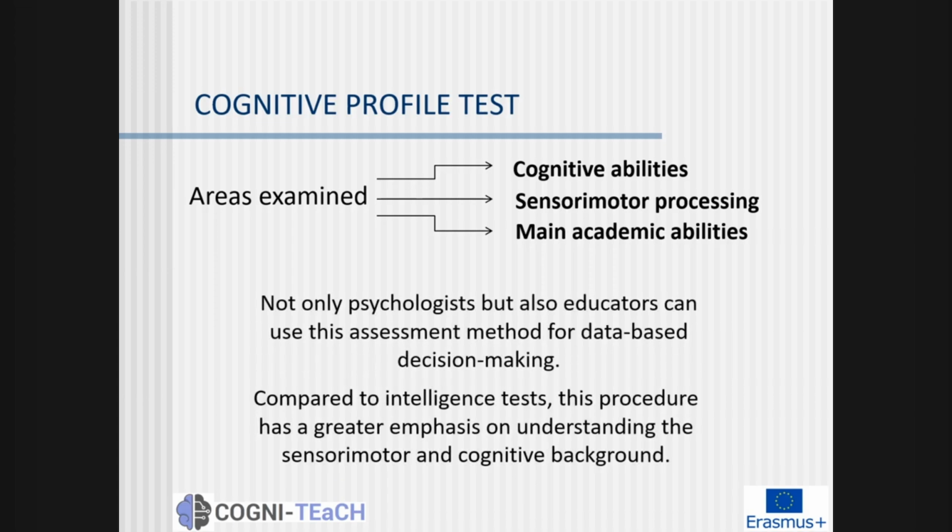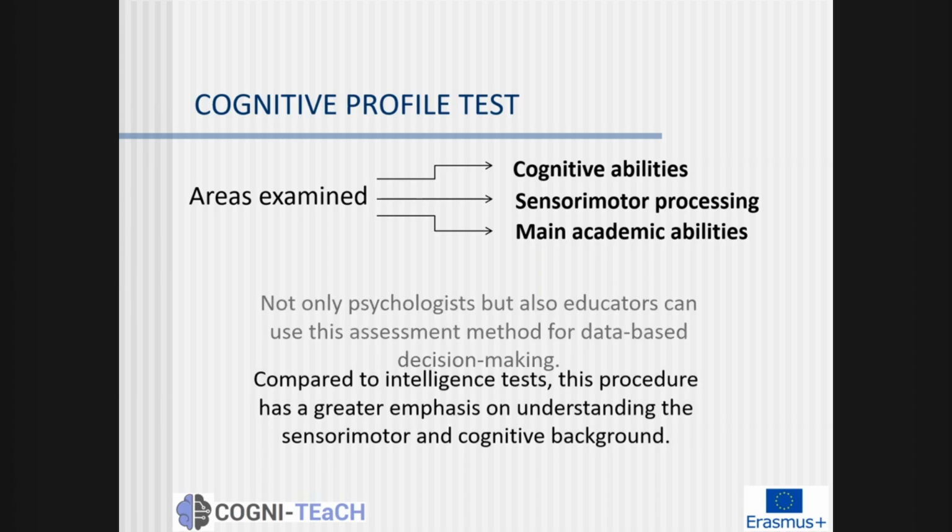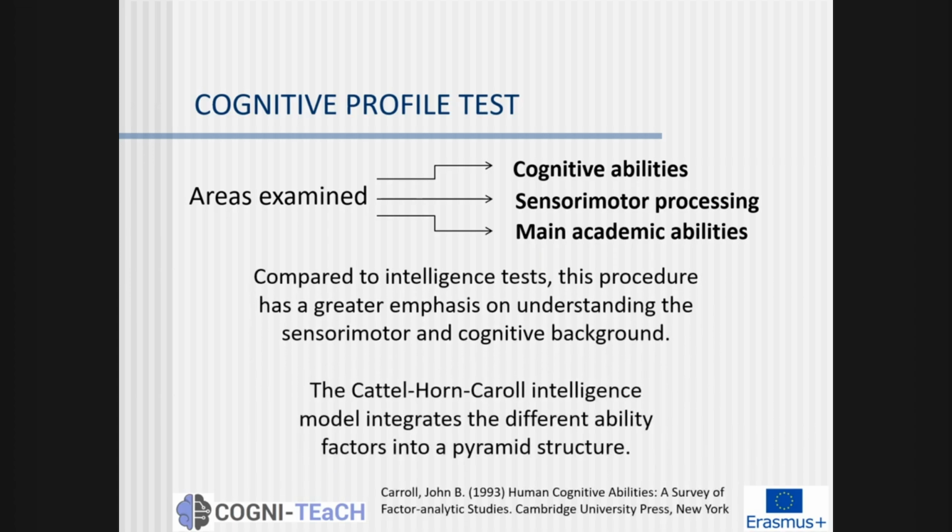Only recently have sensorimotor tasks been incorporated into intelligence assessments, despite their significant role in cognitive functioning. The CHC intelligence model is currently the most accepted and well-developed framework for examining intelligence profiles. In this model, cognitive layers build upon each other, forming a pyramid structure.